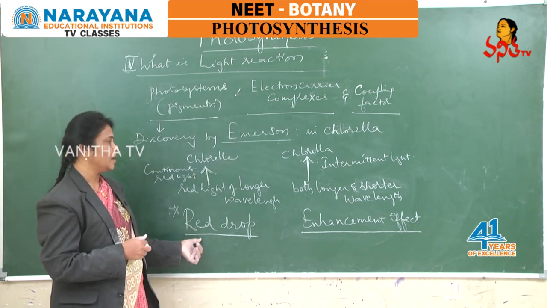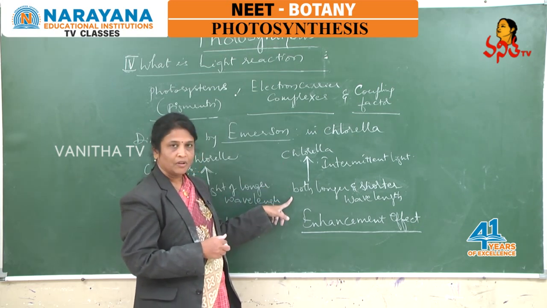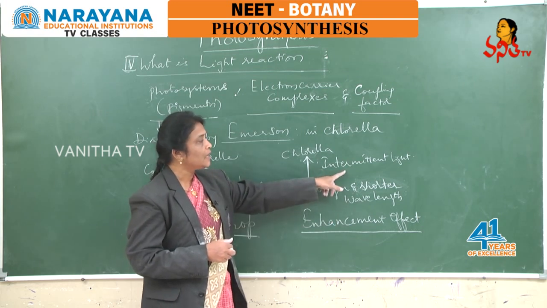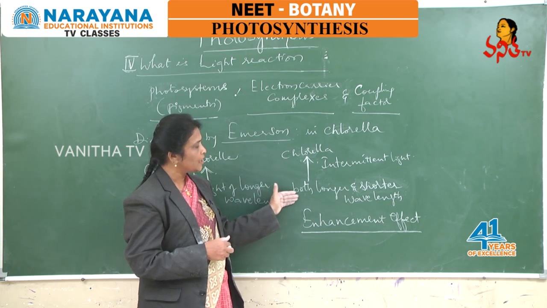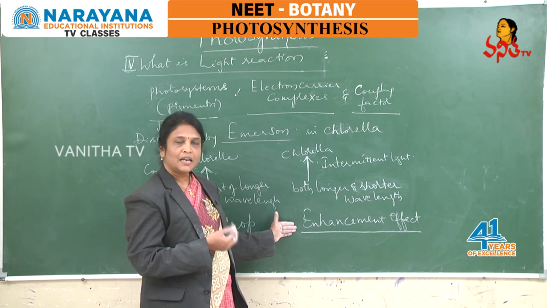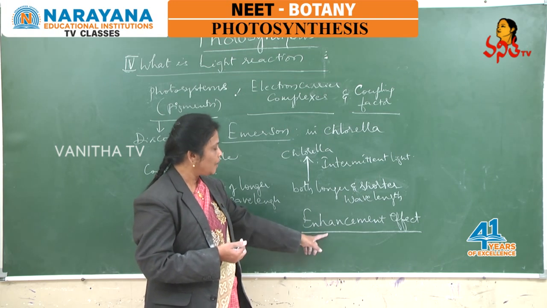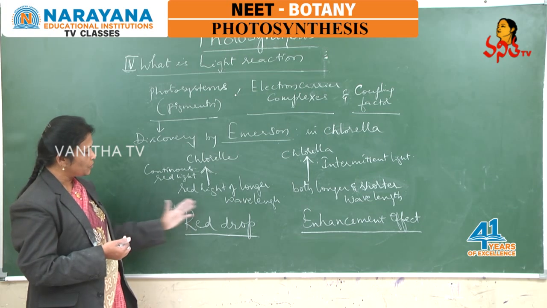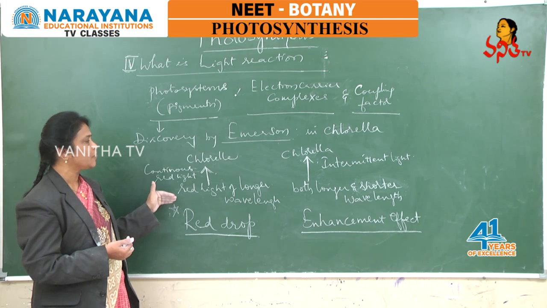Later, in the second instance, he exposed Chlorella cells to red light of both longer and shorter wavelength, that is, by giving intermittent or discontinuous light. This time Chlorella is provided with both longer and shorter wavelength, and here he observed a sudden enhancement or sudden increase in photosynthetic activity and named it the enhancement effect. Now, as we conclude these two instances, what is the conclusion given by Emerson?